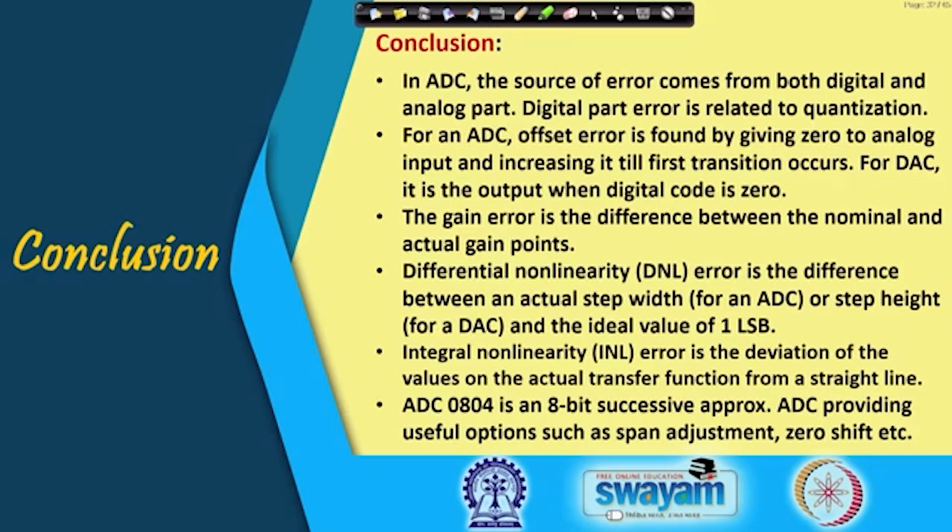INL error also we have seen, and this is the deviation of the values on the actual transfer function from a straight line, the ideal transfer function. That also we have noted. And finally, we have seen how ADC 0804 works, and how we can use it for different kinds of operation by using span adjustment, zero shift, even for bipolar signal analog to digital conversion. So, all these things we have seen.